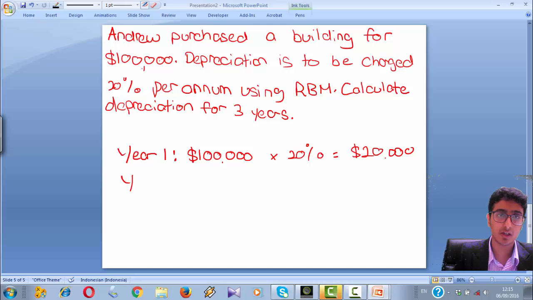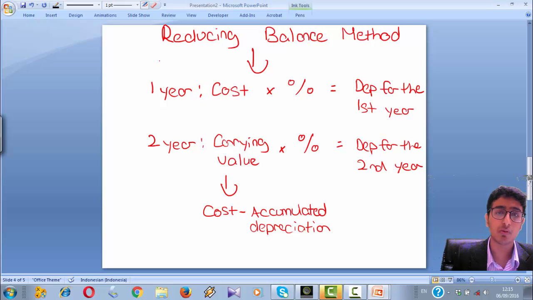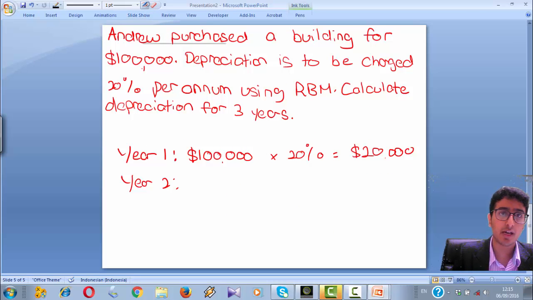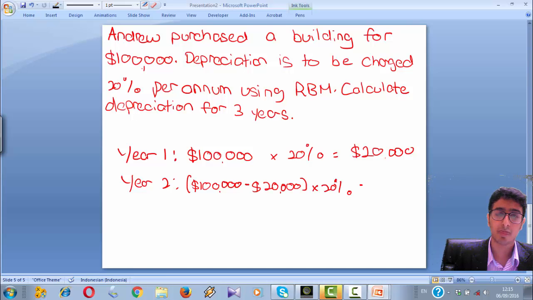Okay, in our second year, now if you see in the previous slide, we do not use cost, we will use carrying value. So how do we calculate carrying value? Carrying value will be my cost minus my accumulated depreciation times 20%. Okay, 80,000 times 20%, which will lead to $16,000. Yes? Now, let us do for year 3.